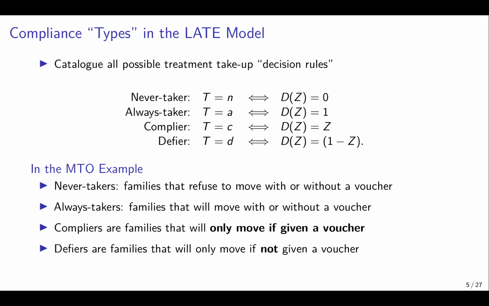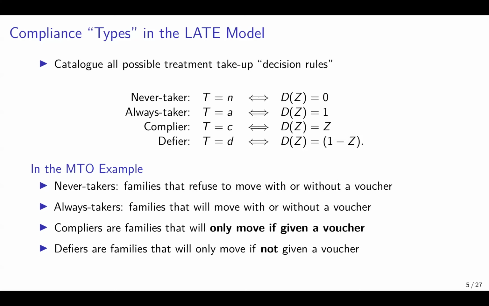Never takers are never going to take. Always takers are always going to take. And the thing that they're taking, or not taking, as the case may be, is the treatment. Finally, we've got 2 types of families that do respond to the treatment offer, the housing voucher. The first type we will call compliers. T equals C, type equals complier.